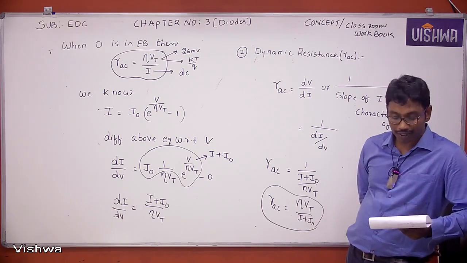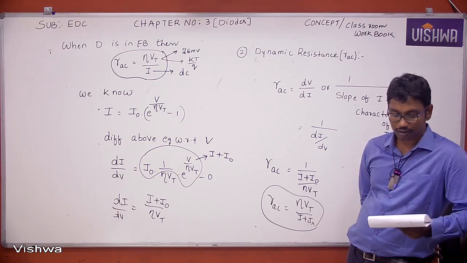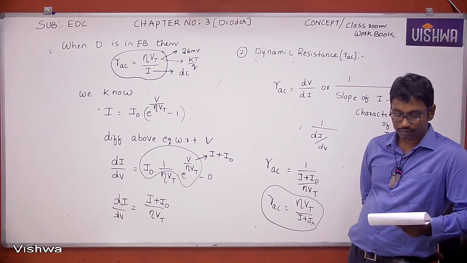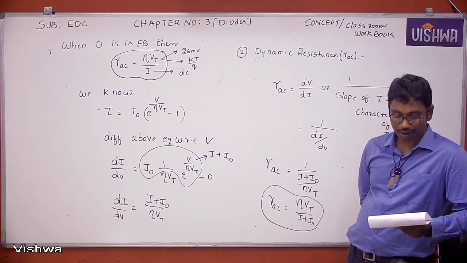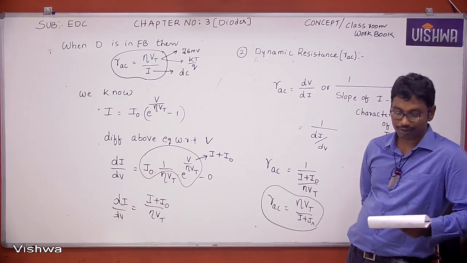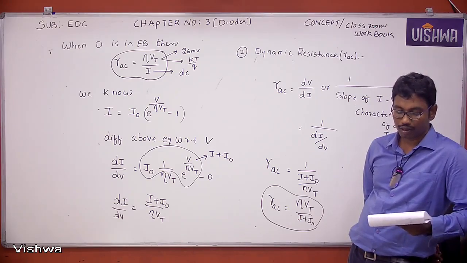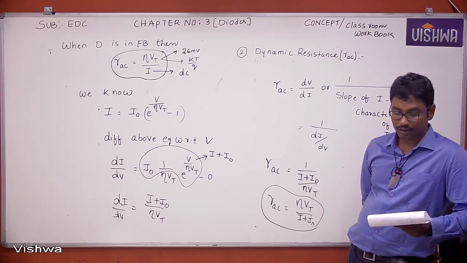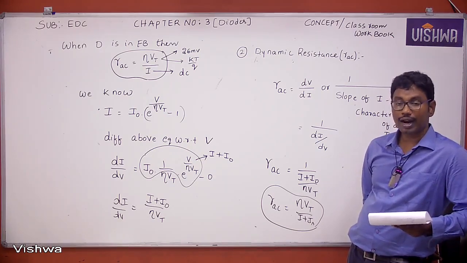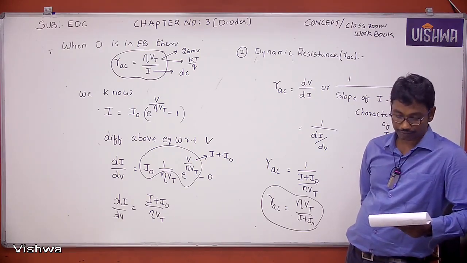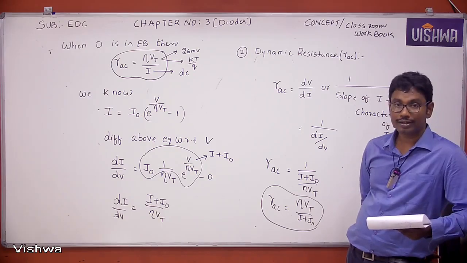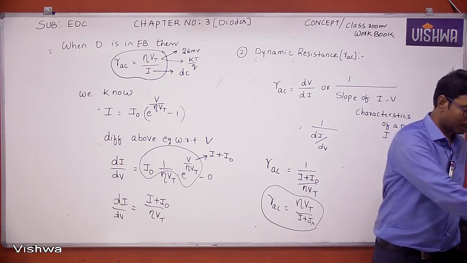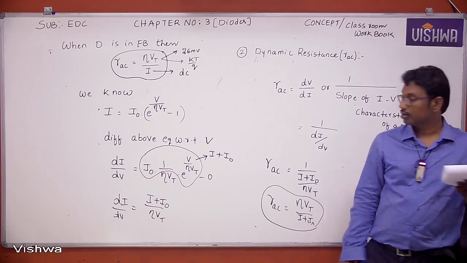And it is operating at a forward bias of 0.7. Calculate the static and dynamic resistance. All of you read the question.